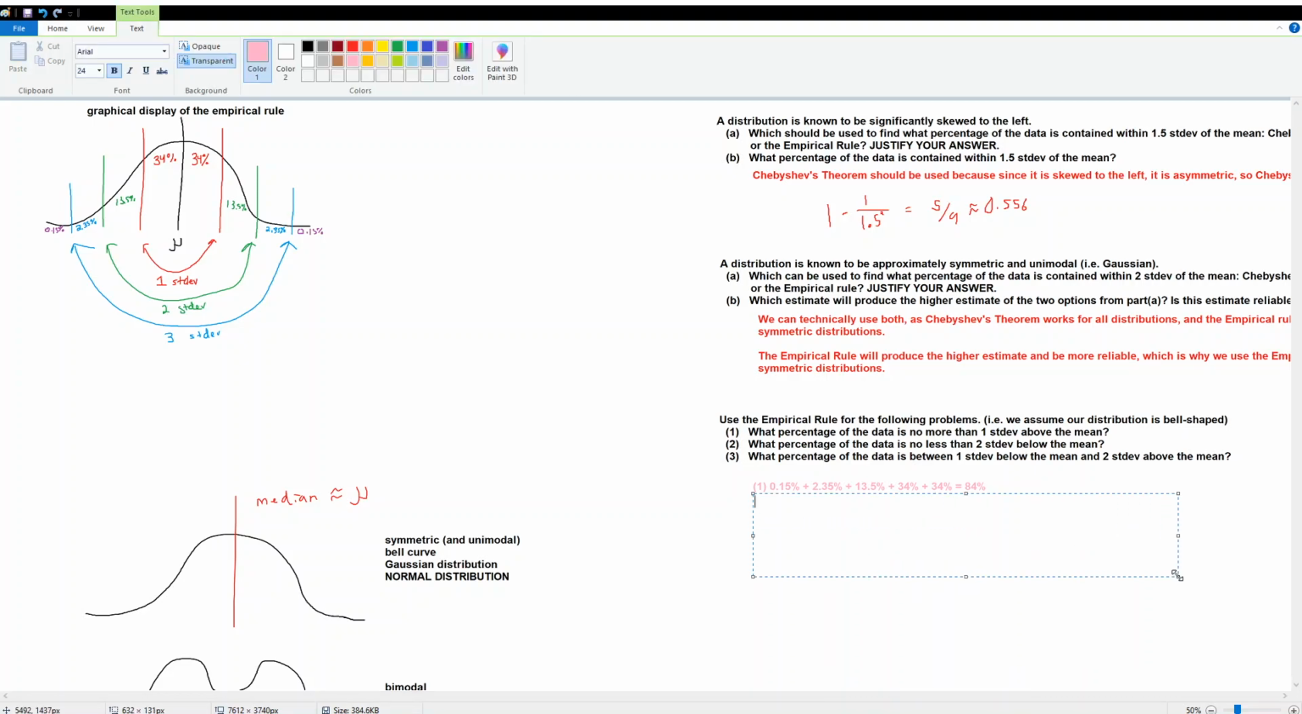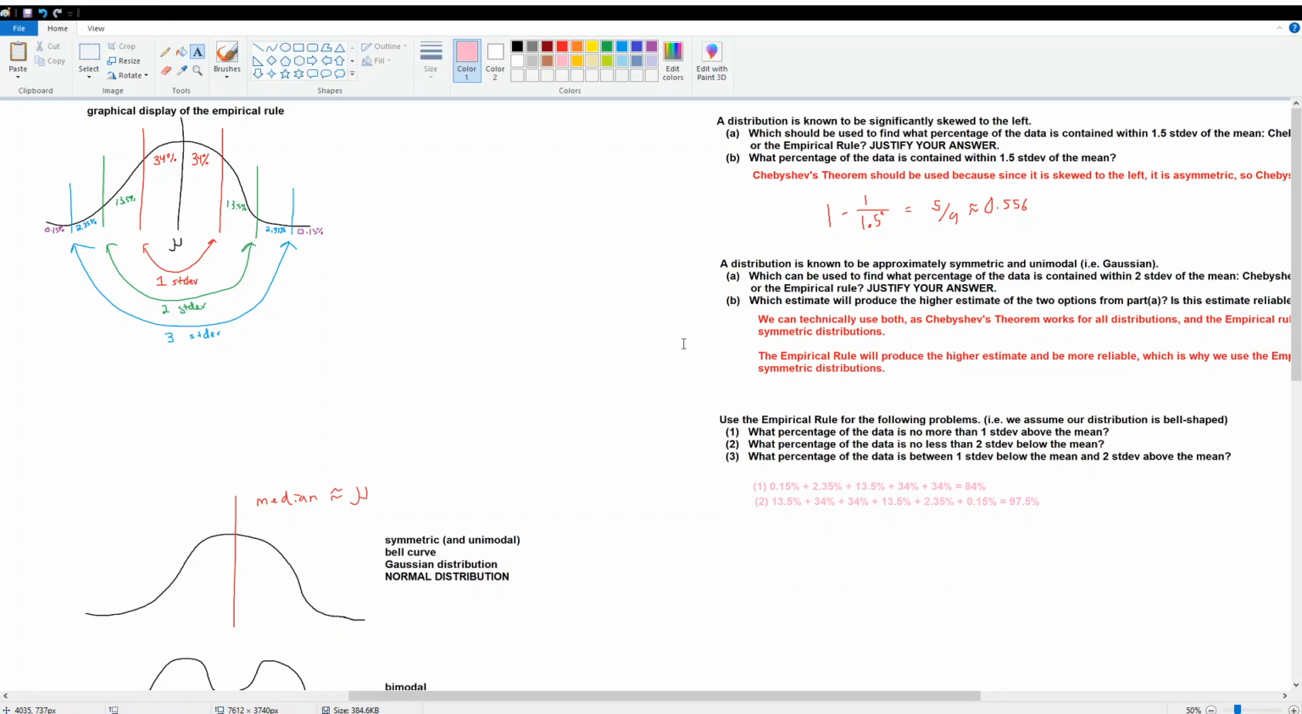So for part 2, we're going to have 13.5% plus 34% plus another 34% plus 13.5% plus 2.35% plus 0.15%, and that all adds up to 97.5%.